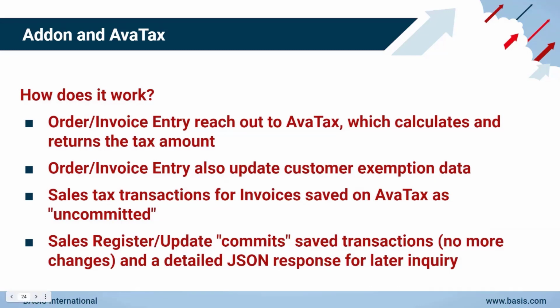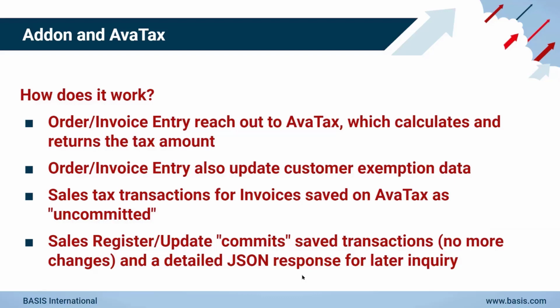Both order and invoice entry call out to AvaTax as you finish or change an order, and AvaTax returns the calculated amount directly into the sales tax field. The user doesn't have to do anything special to invoke the AvaTax interface. If you're dealing with exempt customers, order and invoice entry will also update that information if anything has changed. As you create orders, AvaTax calculates and returns the tax, but they don't store those transactions for orders or for quotes. When you invoice an order, then, the tax is recalculated, and that is stored as an uncommitted transaction.